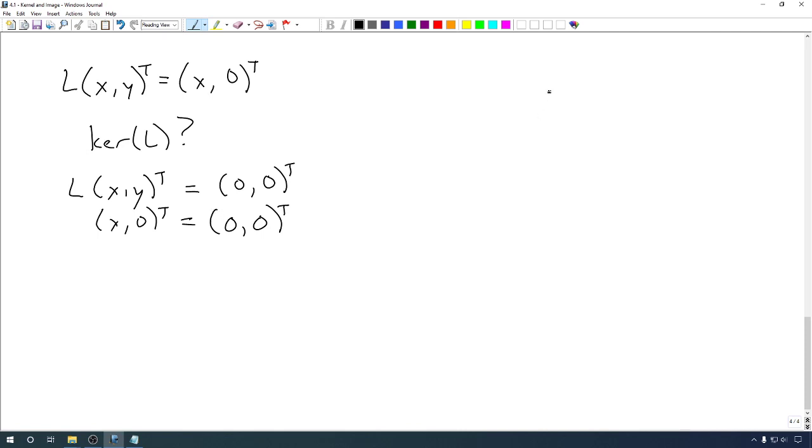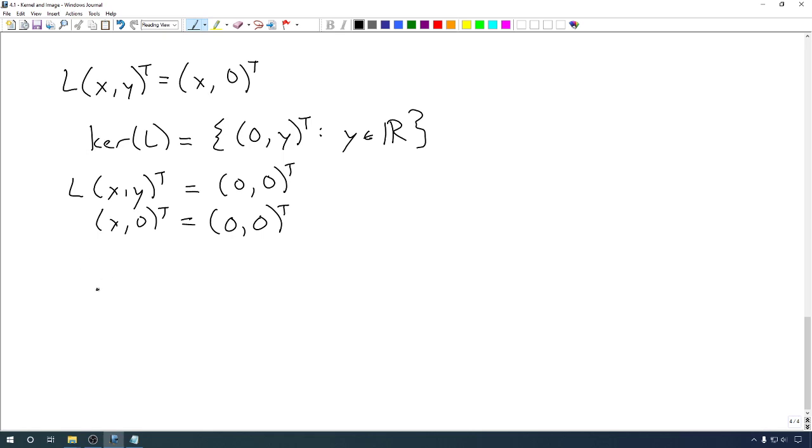So that means we can take our kernel to just be the set of all vectors (x, y), but really just (0, y), because we need that x to be 0, and we can let y be whatever we want it to be. So y here is any real number. That is the kernel of L.